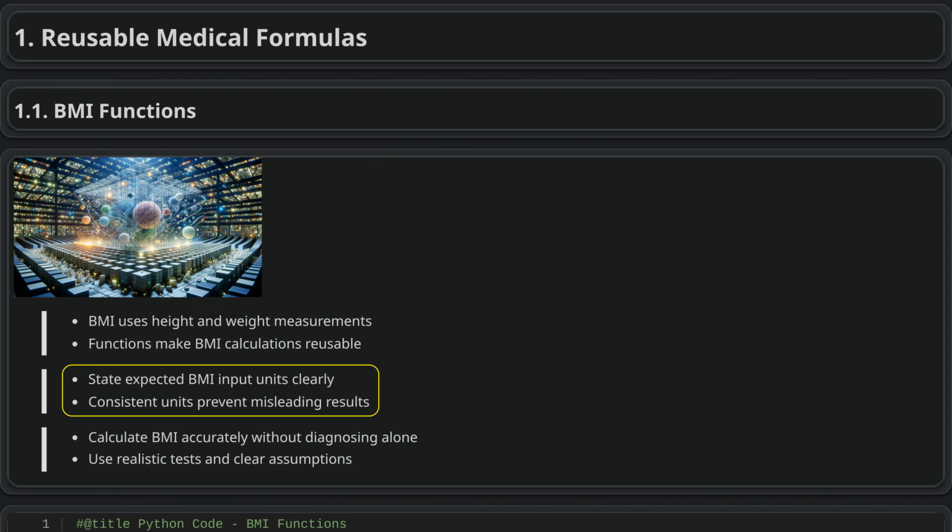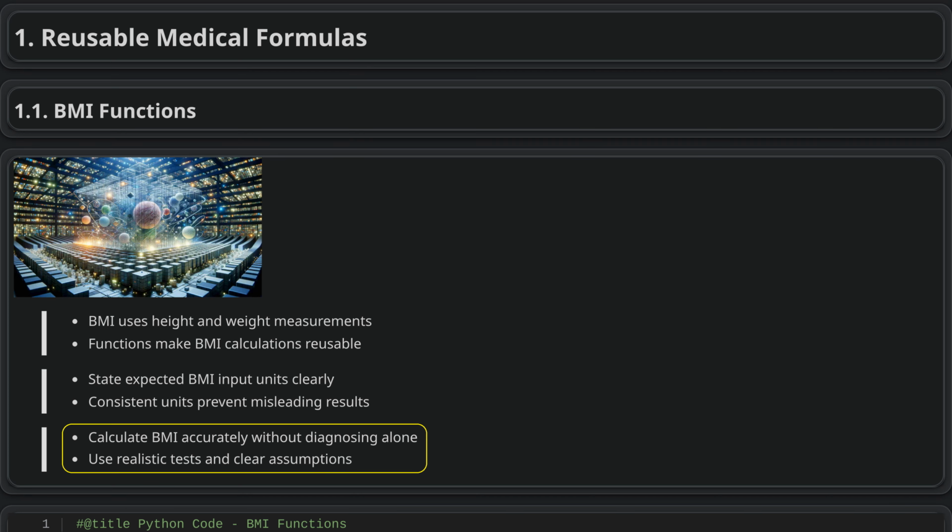A BMI function should clearly state what units it expects for height and weight, because mixing systems like kilograms and meters with pounds and inches can produce misleading results. Its name and inputs should make those assumptions clear so the calculation is interpreted consistently. Reusing the same well-defined function helps keep BMI results reliable and clinically meaningful.